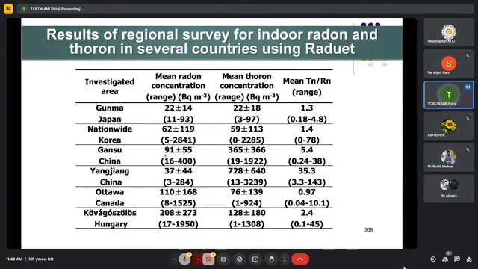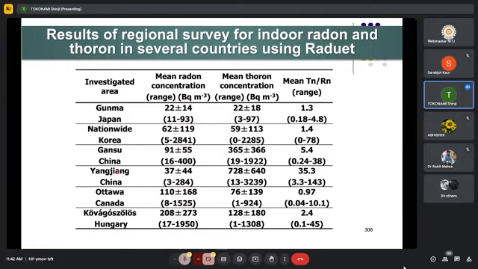Radon concentration is 91 becquerel per cubic meter. But on the other hand, thoron concentration is much higher than radon concentration, 365 becquerel per cubic meter. If we take the ratio between thoron and radon, it was estimated to be 5.4.